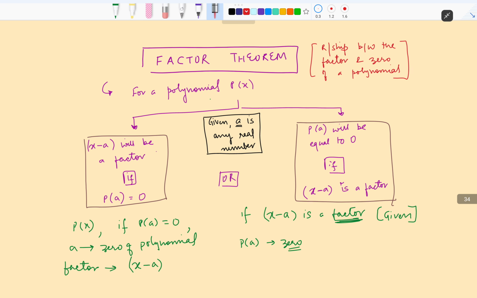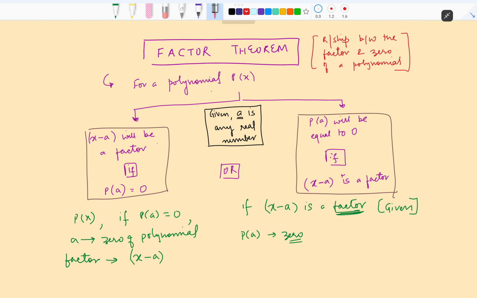Clear? Now, what is the factor theorem? A very dreaded topic. Students generally get scared thinking about it because the definition given in the book is written in a very convoluted manner. But don't get confused, children. Be with me, it'll be absolutely clear to you. The factor theorem says that there is a relationship between the zeros of a polynomial and the factors of a polynomial.